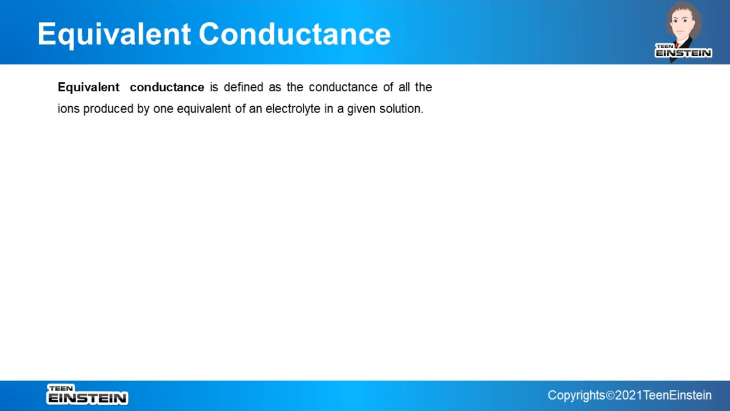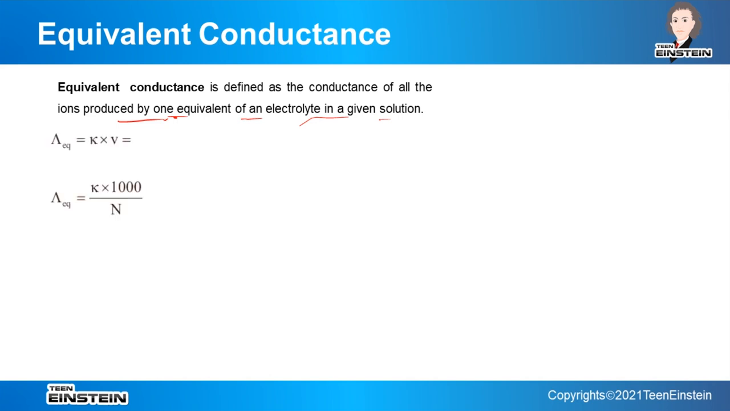So what is equivalent conductance? It is defined as the conductance of all the ions produced by one equivalent of an electrolyte in a given solution. Sometimes in some books it is mentioned as 1 gram equivalent. Actually both are the same, 1 equivalent or 1 gram equivalent. Similarly, in molar conductance it is mentioned as 1 mole of the electrolyte or 1 gram mole of the electrolyte. Both are the same. So this is the equivalent conductance.